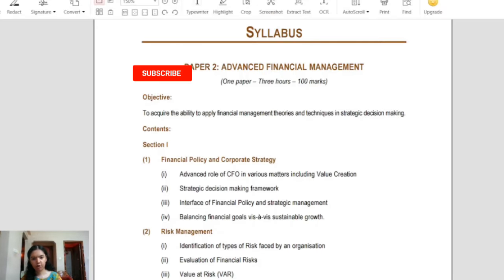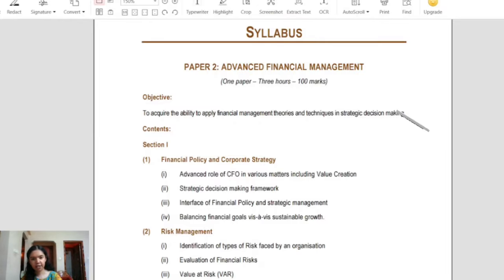So the main objective of this AFM paper is to acquire the ability to apply financial management theory and techniques in strategic decision making. So various theories like cost of capital, time value of money, all these are important, and also dividend decision which we had studied during our CA inter level. This is also very important from the IBS point of view. Now we will go chapter by chapter and let's see how the concepts can be linked to the IBS paper.